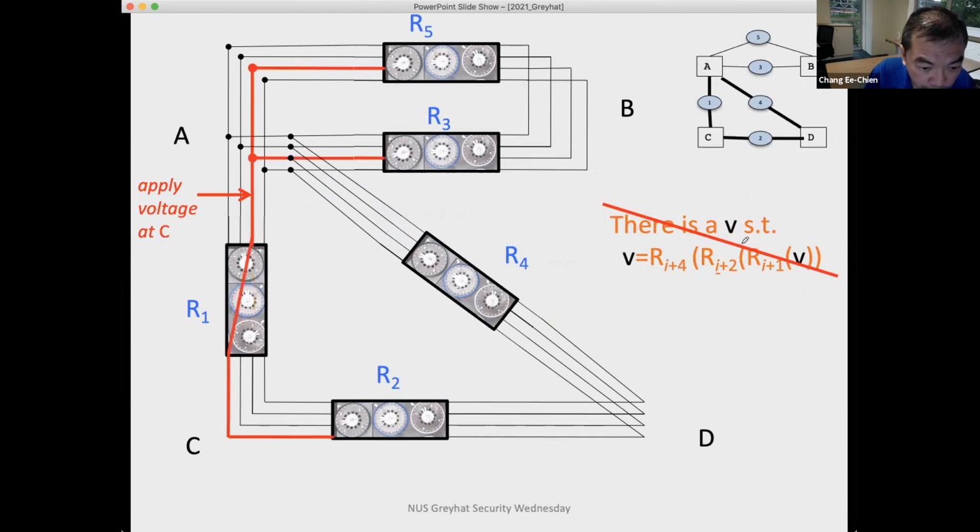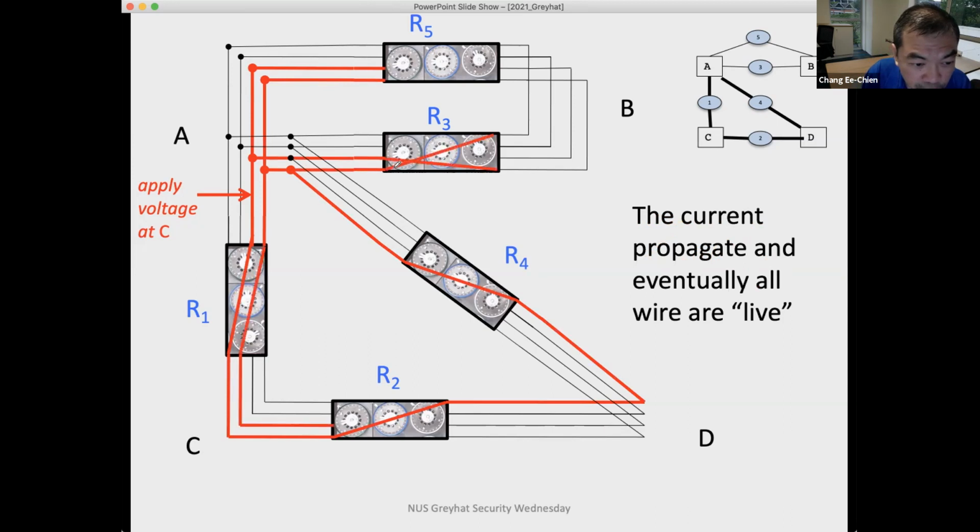Then you apply the voltage. Okay, it doesn't satisfy. What do I mean by that? This will go to another wire. It did not go back to the C, it goes back somewhere else. You go back somewhere else, the wire will go to here, then it will go to somewhere else. Whoa! In the end, everything lights up.